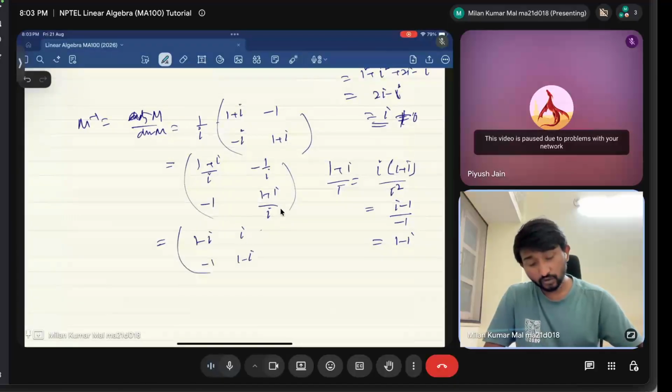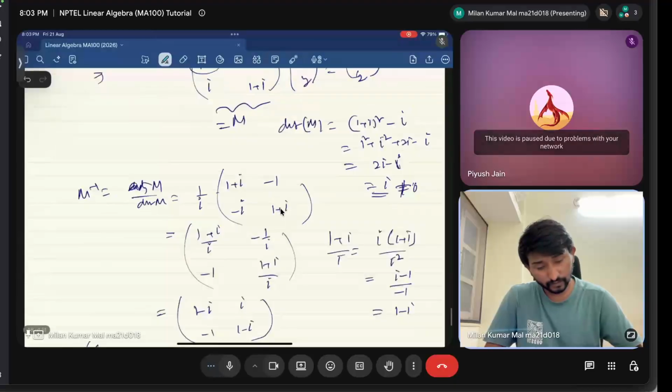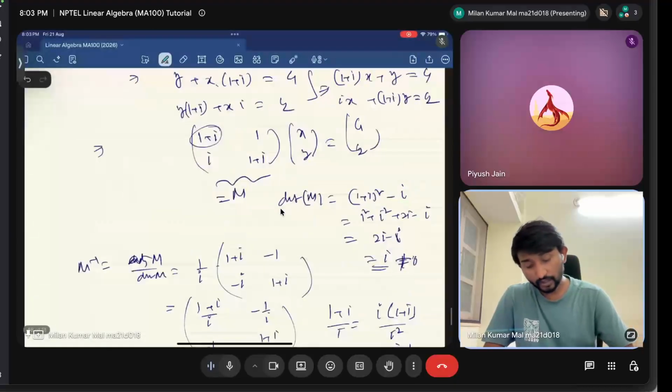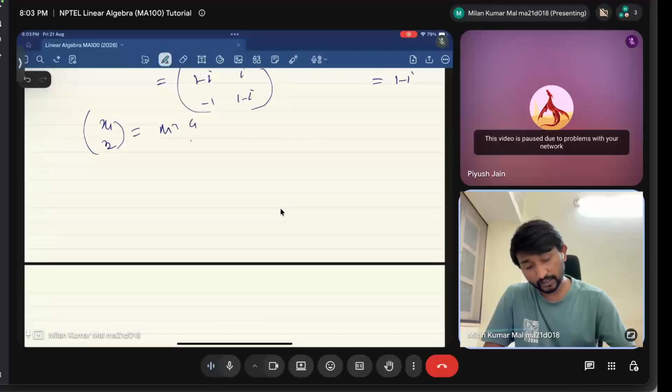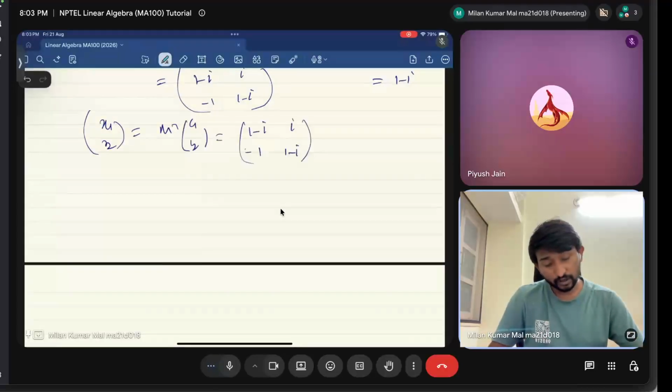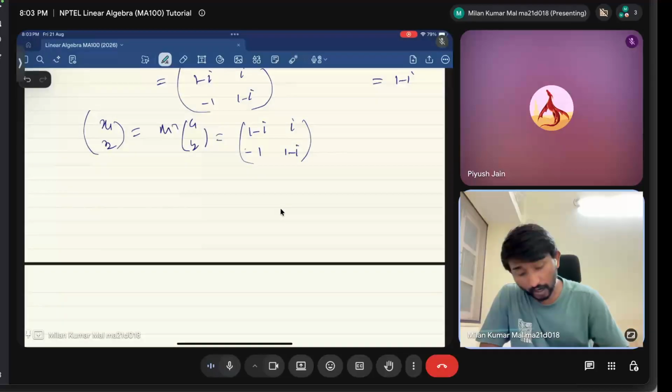This is the matrix. So what is c1, c2? What is x1, x2 corresponding to c1, c2? x1, x2 is nothing but M inverse times c1, c2. What is M inverse? This is i, 1 minus 1, 1 minus i, and the c1, c2. Now we have two choices for c1, c2. One choice is i comma 0. So I have to write i comma 0 as c1, c2.